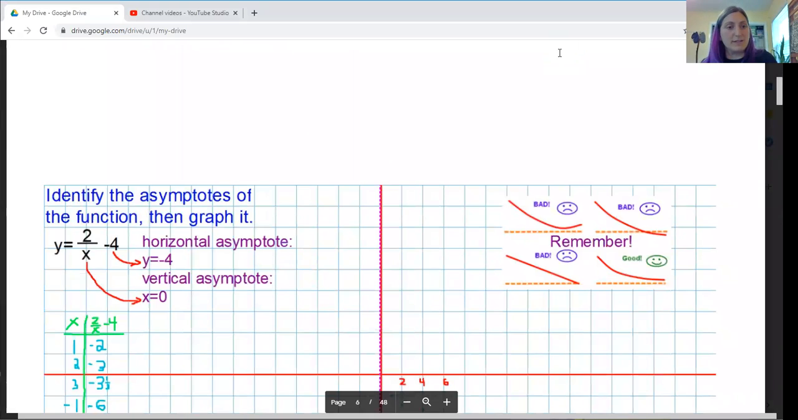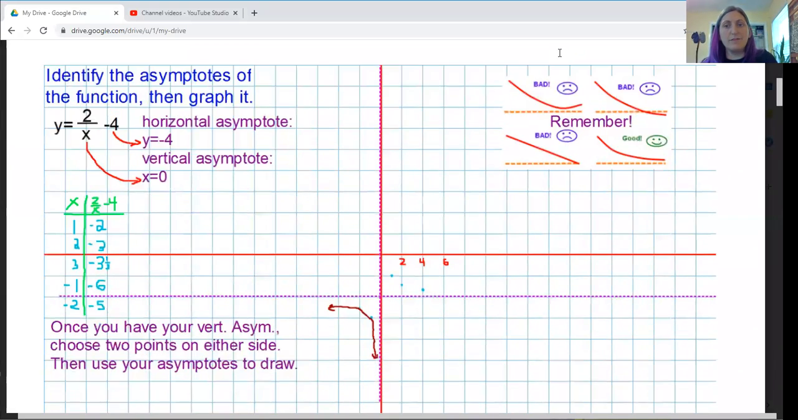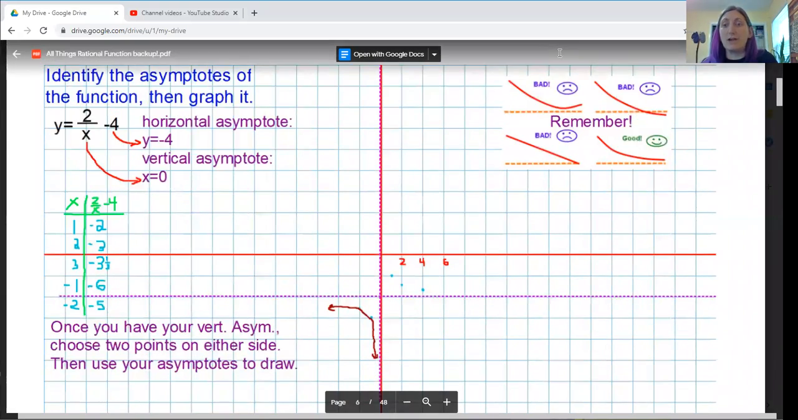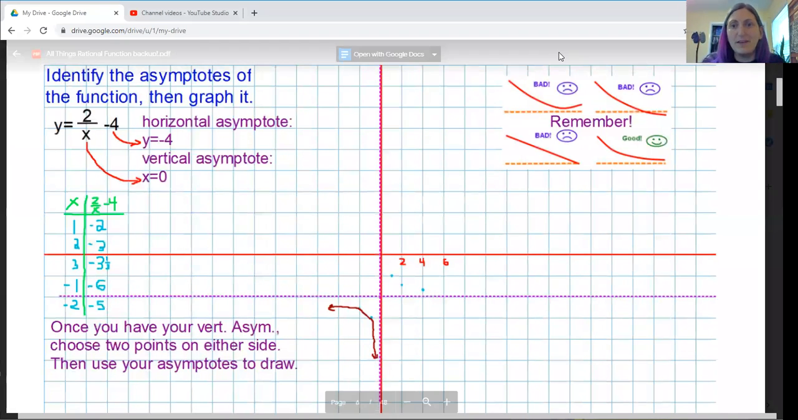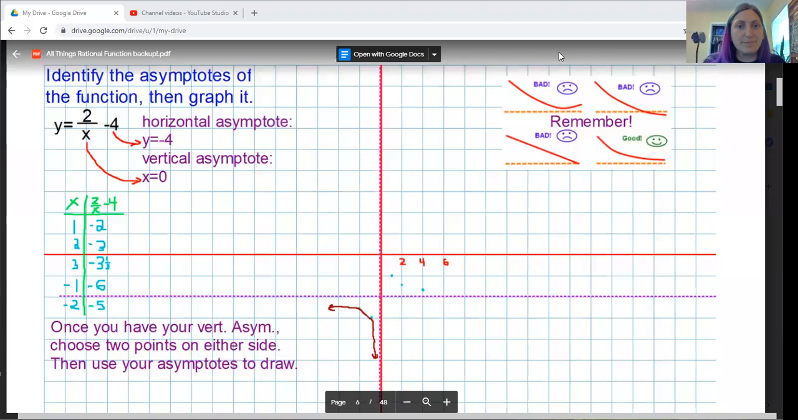Well, let's put this in practice. I've got some of this graphed for you. We've also got our reminder of how we draw hyperbolas. Identify the asymptotes of the function and then graph it. Here we go. I've got some of this written in already. We have y equals 2 over x minus 4. Identify the asymptotes first.